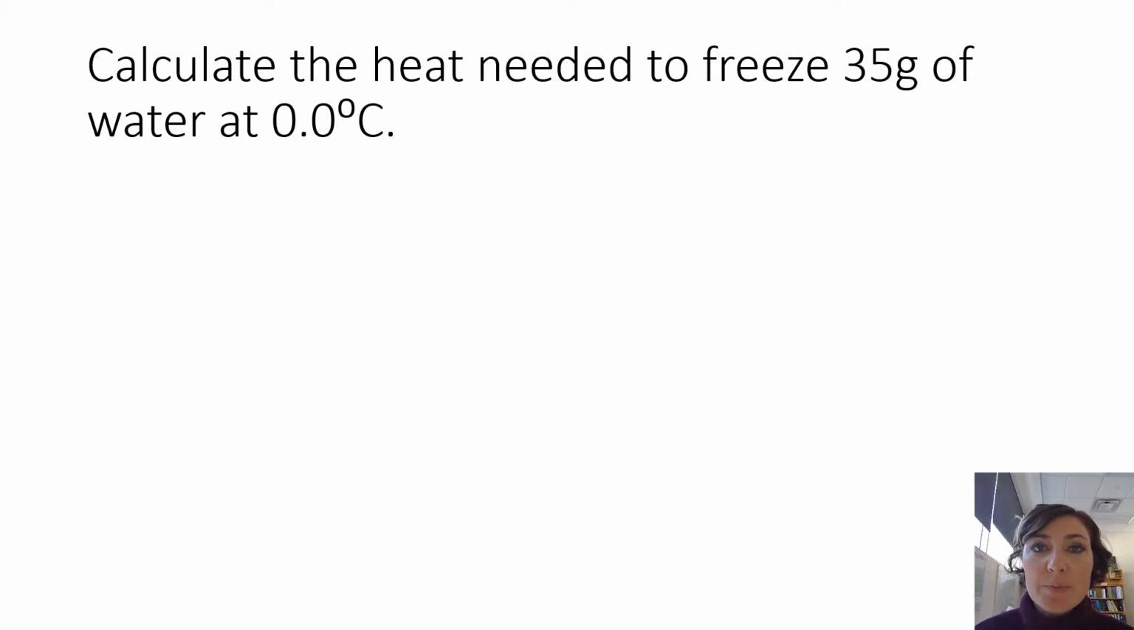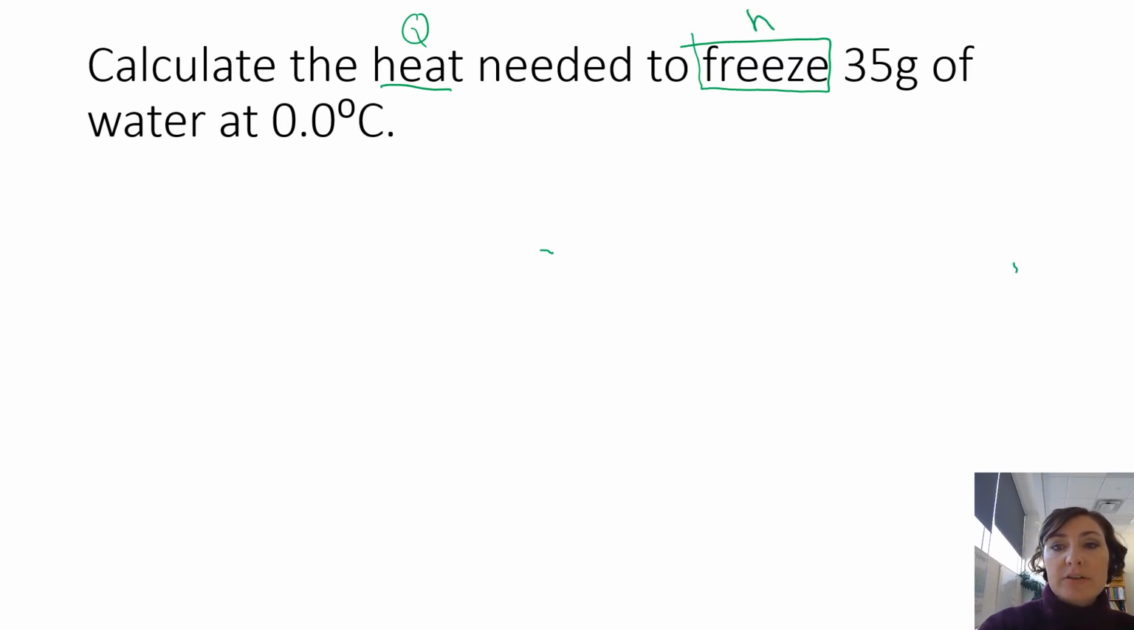All right, our next sample problem asks us to calculate the heat needed to freeze 35 grams of water at 0 degrees Celsius. Okay, they want us to calculate heat, so that is going to be a Q value, and they give me this key vocabulary word. Anytime you see the word freeze or you see the word melt, we know that we're dealing with a heat of fusion calculation. That's really important for us to identify right away because that tells us what equation that we're going to use. 35 grams is going to be a mass.